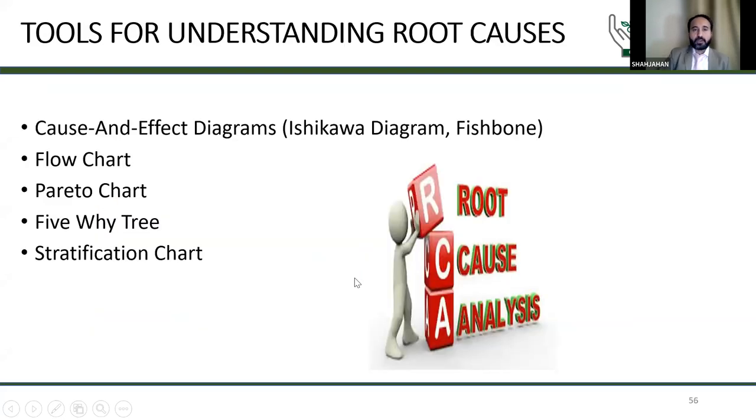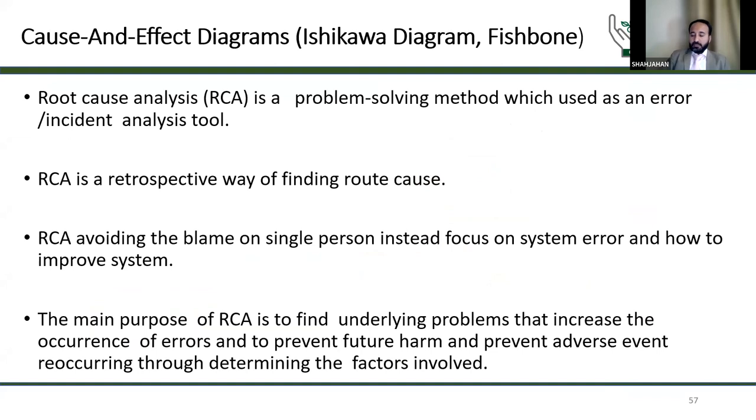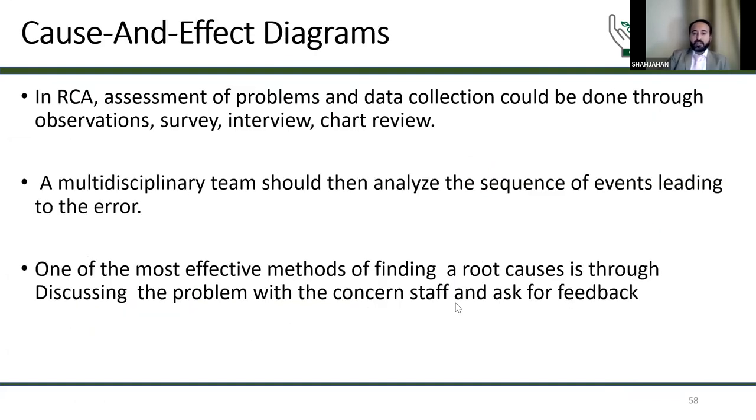Now at the end, tools for understanding the root cause. After analyzing the data, we found there's a problem. So how do we know where the problem is and how to solve it? These are very important tools: cause and effect diagram, known as Ishikawa diagram or fishbone diagram, flow chart, Pareto chart, 5-Why tree, stratification chart. So the cause and effect diagram is very important for problem solving.